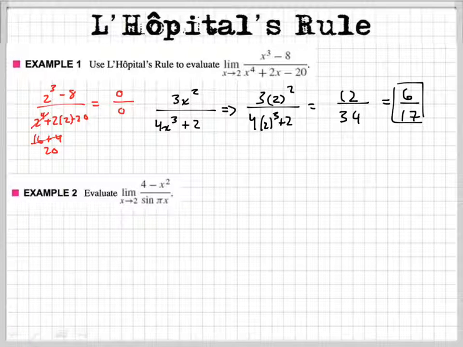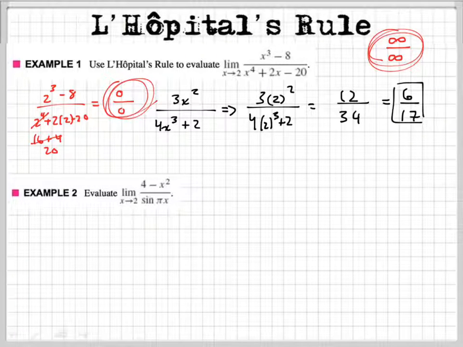You can use L'Hopital's rule whenever you get an indeterminate form of 0 over 0. And actually, there's another case. If you get an indeterminate form that is infinity over infinity, you can also use L'Hopital's rule. So these are really important right here. If you would highlight something or box something, those are the things I would make sure I know. You have to have a 0 over 0 or infinity over infinity indeterminate form in order to use L'Hopital's rule.